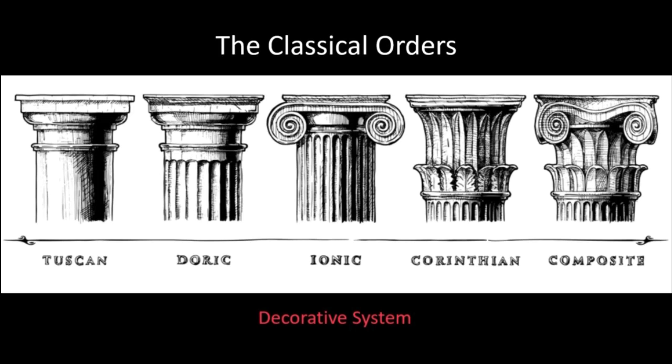You can see on the ends here, the Tuscan and the Composite order are additions by the Romans to the Greek original orders. So Vitruvius' system was both structural and decorative, and it defined classical architecture afterwards.